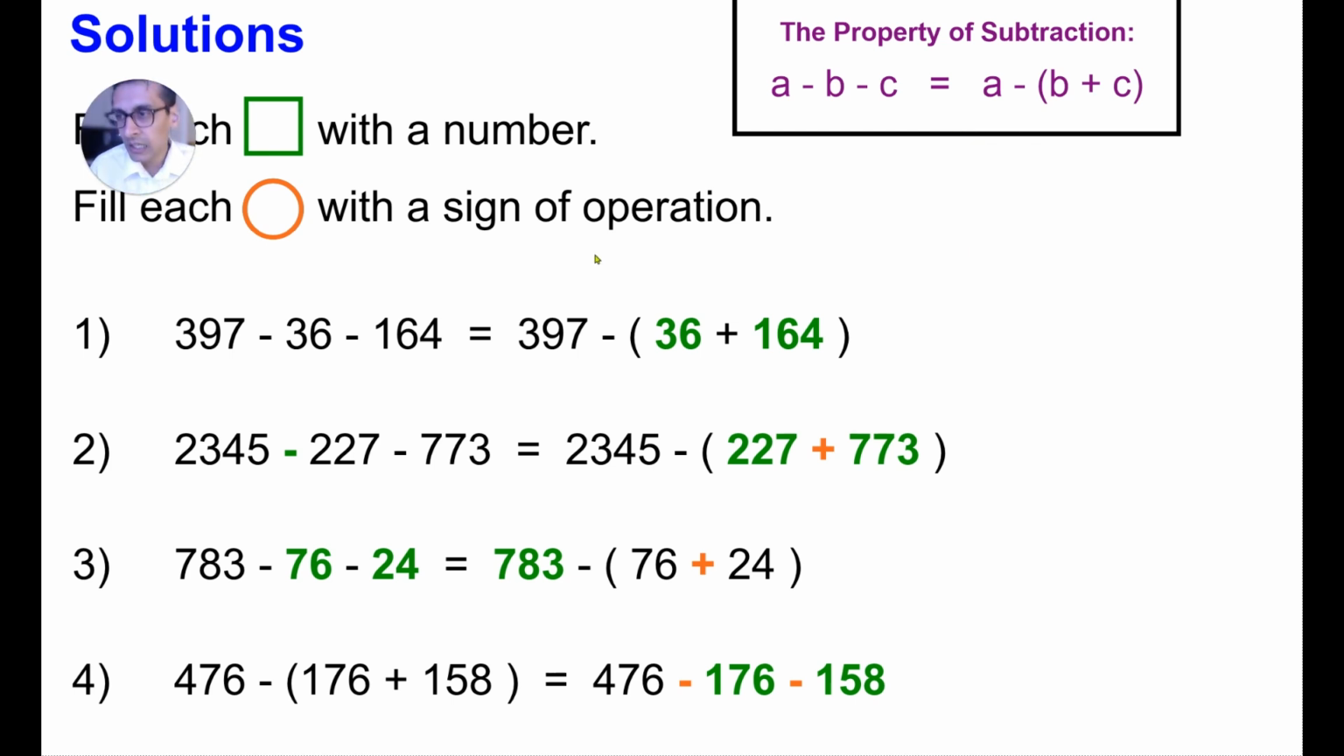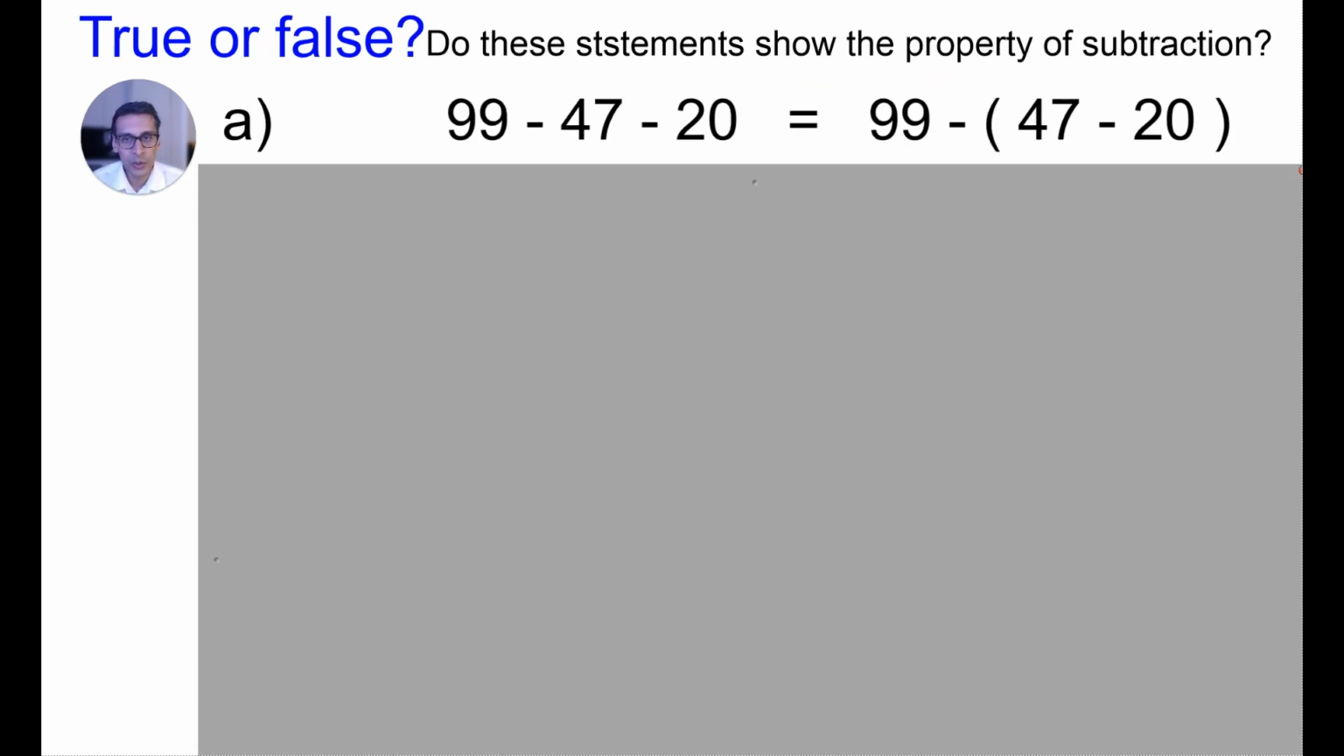Okay, so let's look at a true or false exercise now. Okay, decide whether this is true or false. Does the property of subtraction work? You don't have to work out the answers, you're just saying, does this represent the property of subtraction for A? Okay, so I'm going to tell you, in this case, we can see there's something wrong. This is false because that should be a plus.